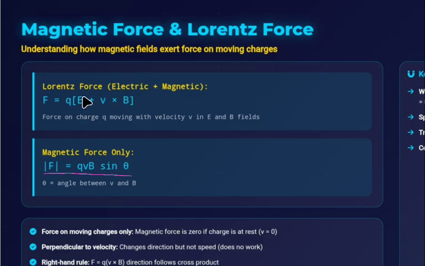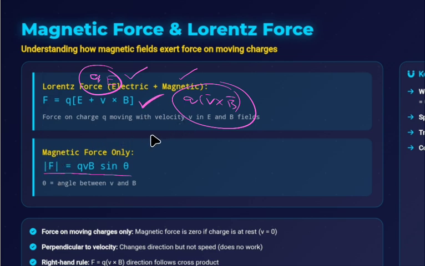Lorentz force means the sum of electric force and magnetic force. Electric force is qE, and magnetic force is q(v cross B), right? So if we add these two, we get the Lorentz force: the force on a charge q moving with velocity v in electric and magnetic fields. Next, the magnetic force only, that is qvB sin theta.